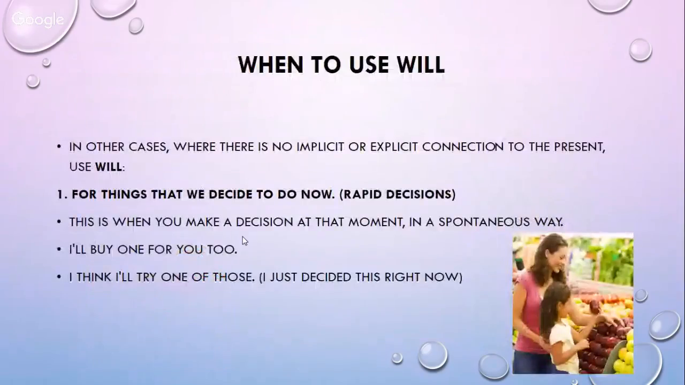Now, when to use will? In other cases where there is no implicit or explicit connection to the present, use will. For the first rule, we have things that we decide to do right now, when you just made the decision. I will go to buy a pizza. I will eat bananas. This is when you make the decision at that moment in a spontaneous way. I think I'll try one of those. I just decided that.